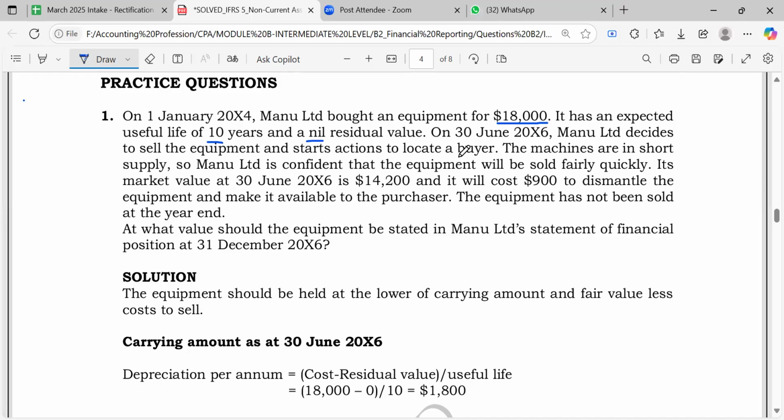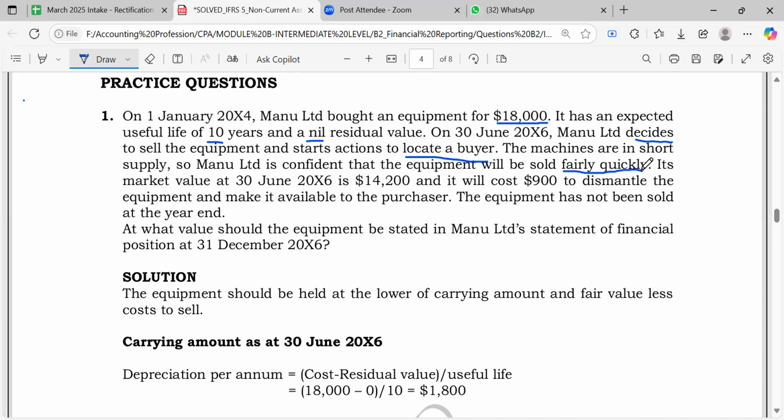All these points you should note and remember, they are in the accounting treatment, and they are what you should specify in the exam so that the examiner knows you know what you are doing. It's not like you are just trying to test. Yes, they decided, there are actions to locate a buyer. The machines are in short supply, so Manu Limited is confident that the equipment will be sold fairly quickly. It shows it is probable that the asset will be sold within the next 12 months. You see that?